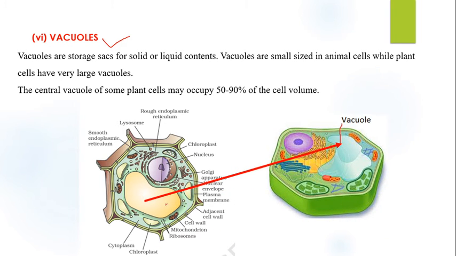So vacuoles store different pigments, such as anthocyanin pigments in plant cells, and other secondary metabolites are also stored by the vacuoles in plant cells. So vacuoles are the storage sacs of solid or liquid contents. Vacuoles are small in animal cells, while in plant cells they are very large. You can see. The central vacuoles of some plant cells may occupy 50 to 90% of the cell volume.